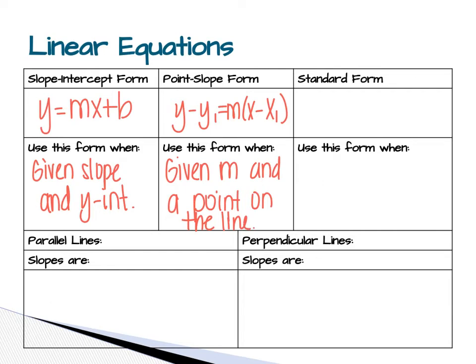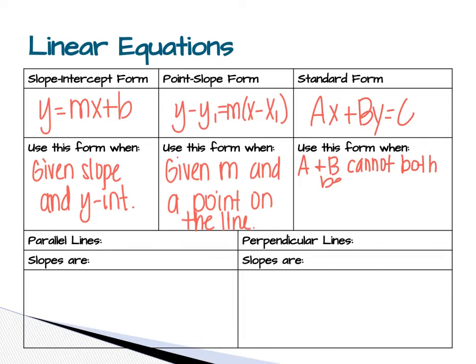Okay, and then the last one is standard form, which is ax plus by equals c. A and b cannot both be 0. I know that really doesn't go there, but you needed to know that. But you use this form when you're given this form. You're not going to just use this form. You're going to be given equations in this form.